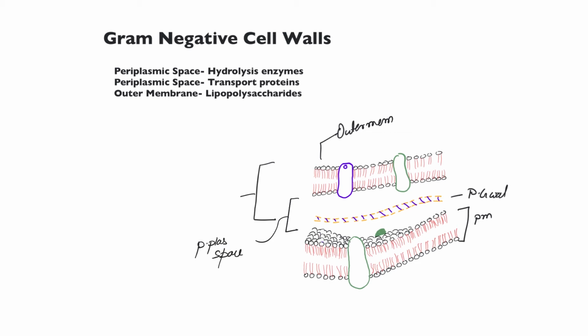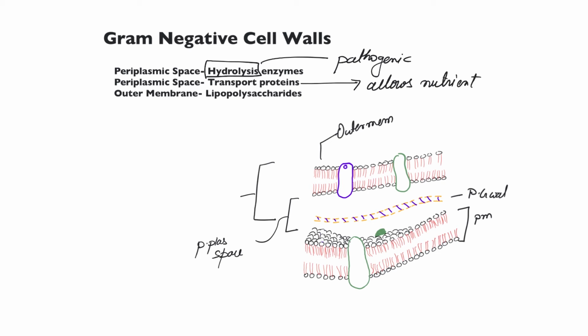Now this space has a lot of hydrolyzing enzymes. So these enzymes perform hydrolysis of a lot of substances. I hope this makes sense, because a lot of gram negative bacteria are actually pathogenic, right? So this feature comes in handy. Now there are also a lot of transport proteins which allow a lot of nutrient intake for the gram-negative bacteria. So these are the proteins which are next to the periplasmic space.